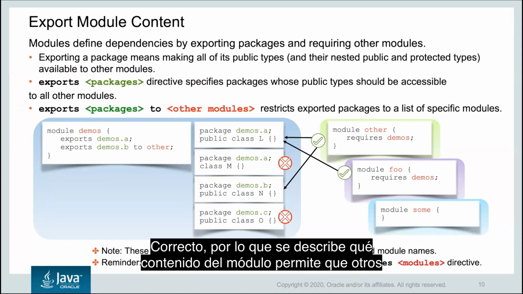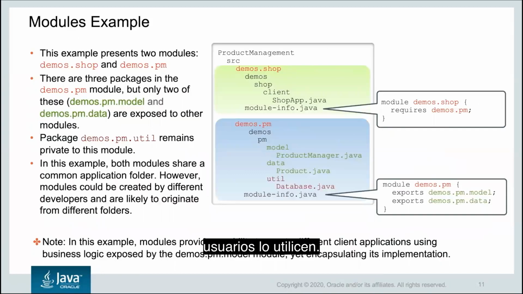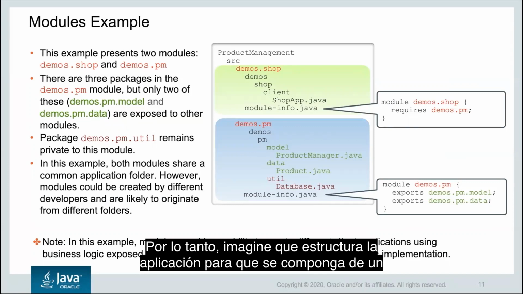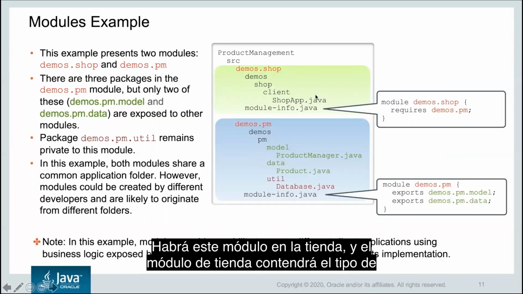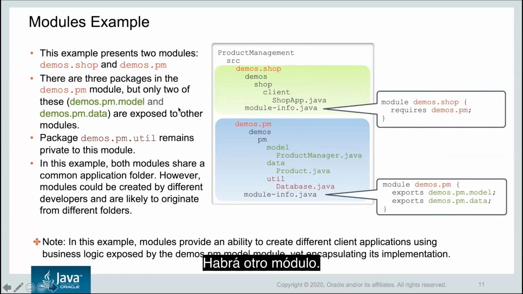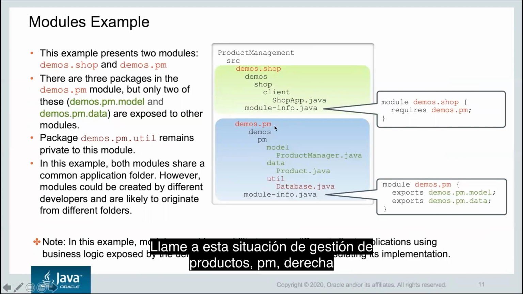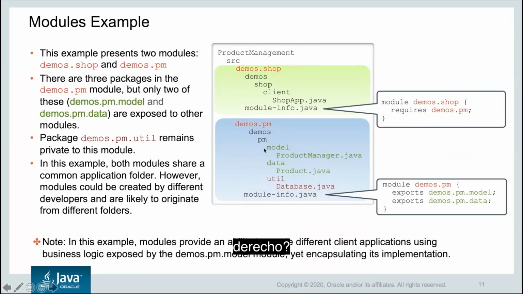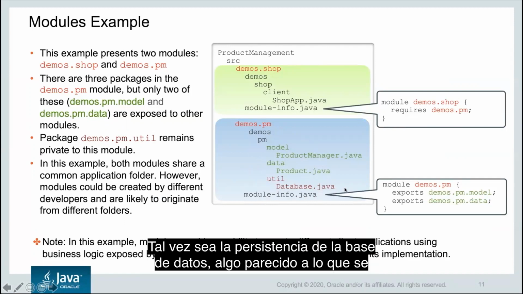Okay, so we described which content out of the module would allow others to use. Here's an example. Imagine you structure your application so it will be comprised of a couple of modules. There will be this module shop, and the module shop will contain the front-end kind of client application. Okay, there will be another module. Let's call this one product management, PM, right? And this one will contain the business logic, sort of back-end stuff, right? Maybe persistence to the database, something like that.